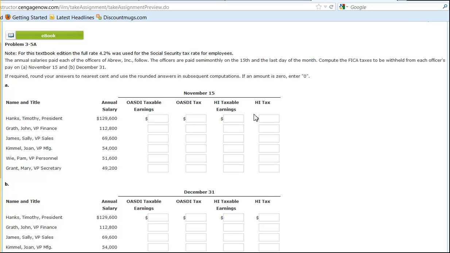Okay, so with this being the 21st paycheck, if we were to break it down and take the president of 129,600 divided by 24 paychecks, each paycheck is $5,400. And then if we take that times 21, since this is the 21st paycheck, that would put him over the maximum of 110,100. So we have to figure out how much of this paycheck is actually subject to Social Security taxes, okay?